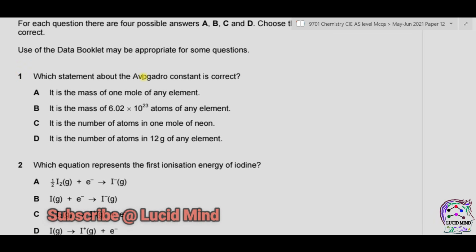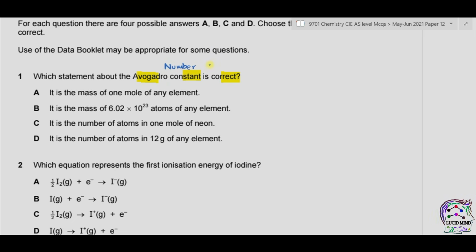Question 1. Which statement about the Avogadro's constant is correct? Part A. It is the mass of 1 mole of any element. Now Avogadro's constant is a number, it is not mass. And this number is equal 6 exponential 23. And it represents the number of particles present in 1 mole of any substance. So part A is wrong.